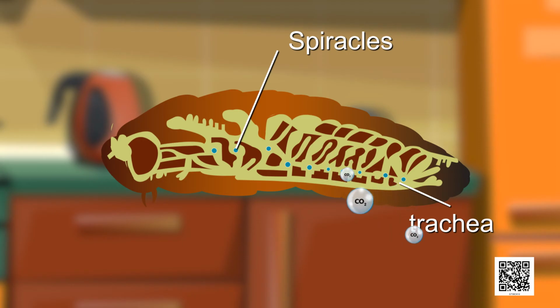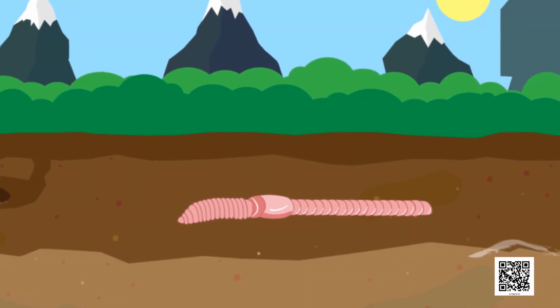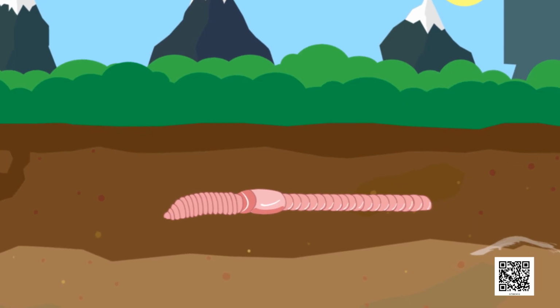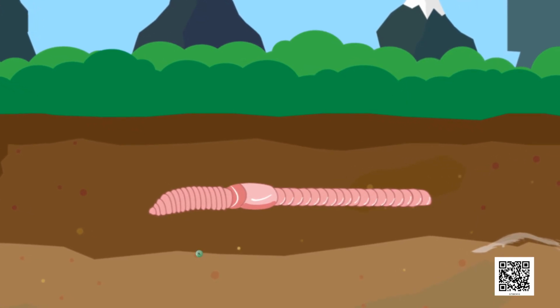Next, let us see how breathing takes place in earthworms. Earthworms breathe through their skins. The skin of an earthworm feels moist and slimy on touching. Gases can easily pass through them.